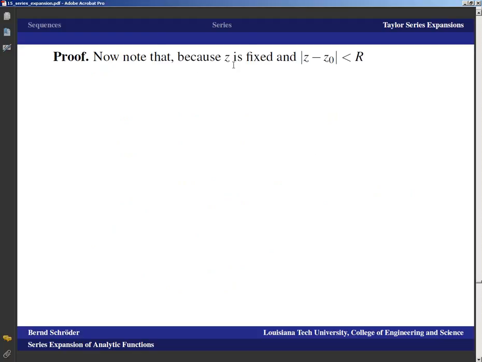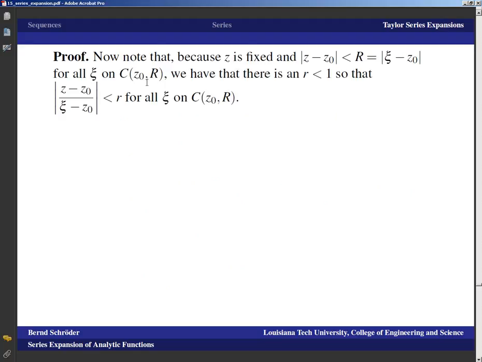Okay, so on the next panel, we're just going to show that that last term goes to 0. Because z is fixed, and |z minus z0| is smaller than r, which is |c minus c0|, for all c on the circle, we have that there is an r smaller than 1, so that the absolute value of (z minus c0) over (c minus c0) is smaller than r for everything on that circle.